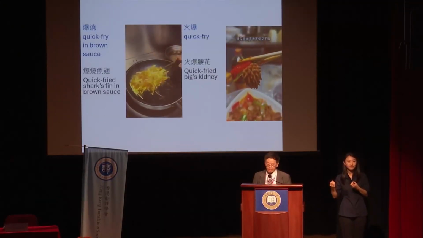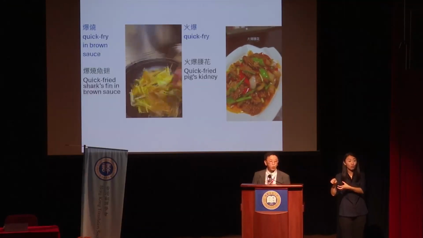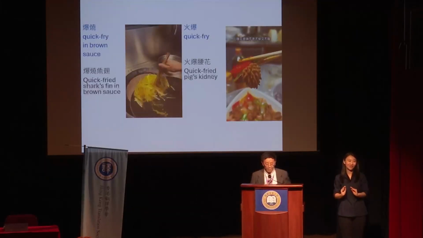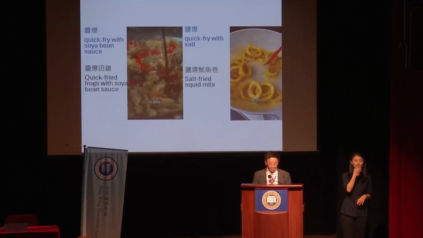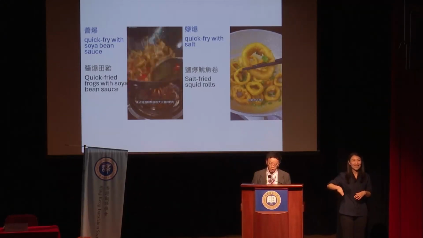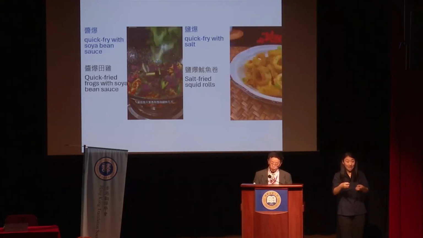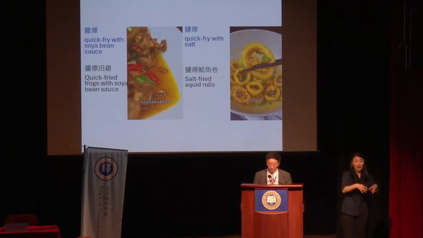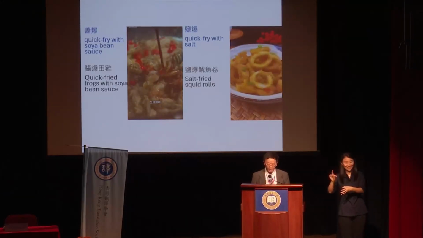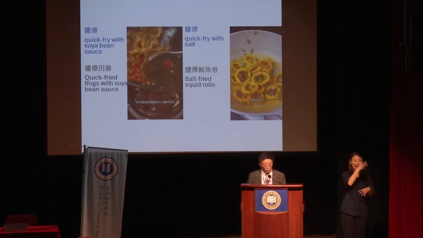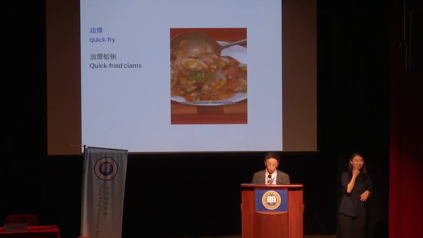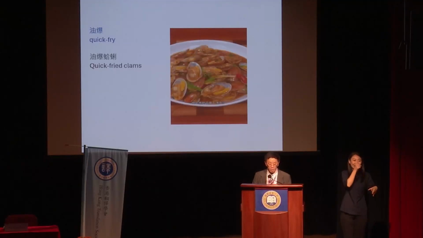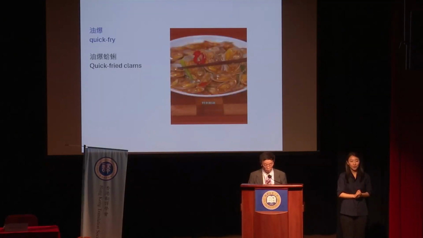Huo bao, it doesn't refer to temper, it's about the way of cooking. Okay, quick fry, and then huo bao yao hua would be quick fry pig's kidney. Okay, jiang bao would be you put in some sauce in quick frying. You put in salt, then it would be yan bao. Okay, I think one dish I like, yan bao you yu juan. Okay, salt fried squid rolls. And then you also can use you as the way of quick frying. That would be you bao, quick fry clam, and so on.